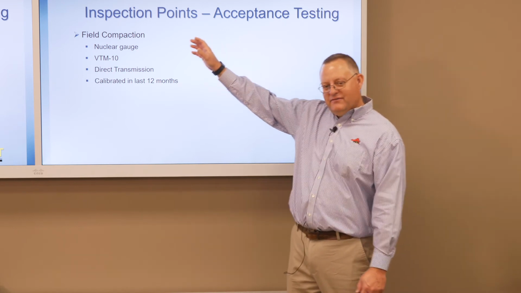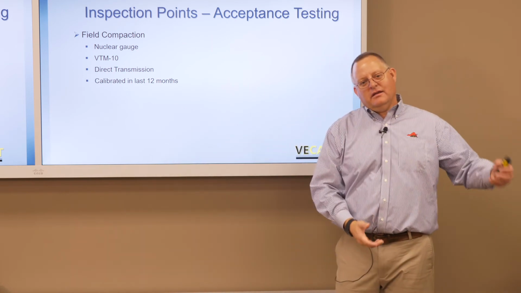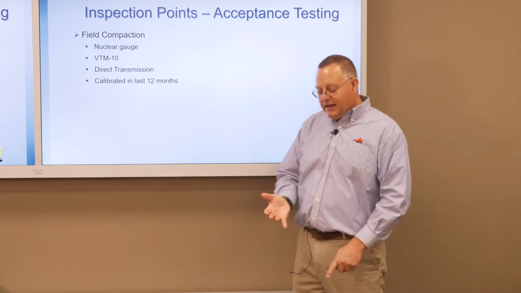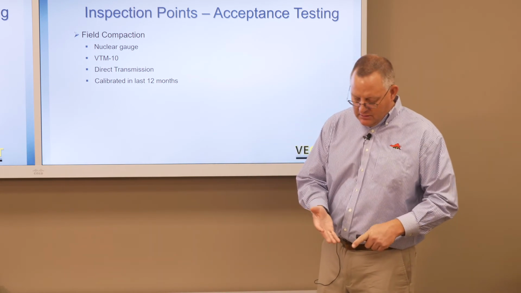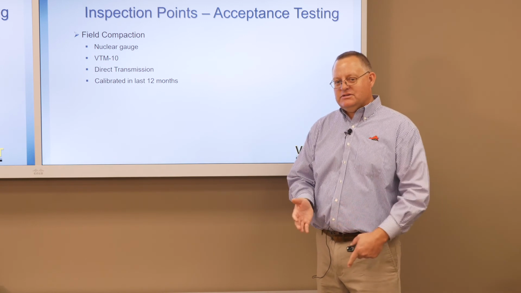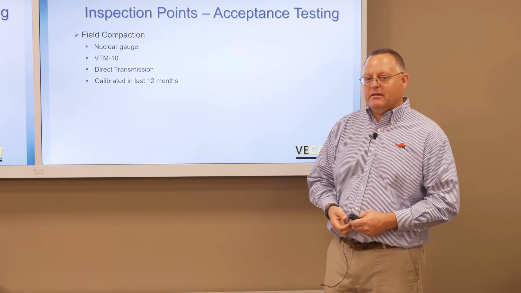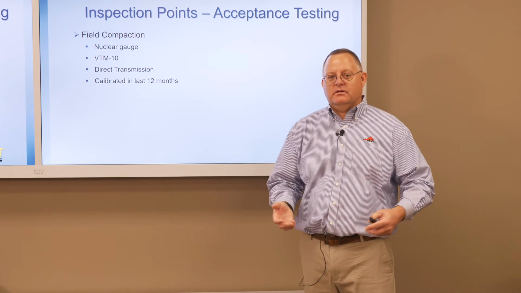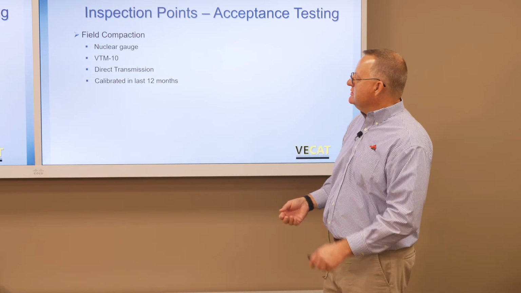So now that we have built it, we've checked the stabilizing agent, we've checked depth, we've checked moisture, but we haven't checked density. Do we have the amount of density that is required to support the road and to meet spec?